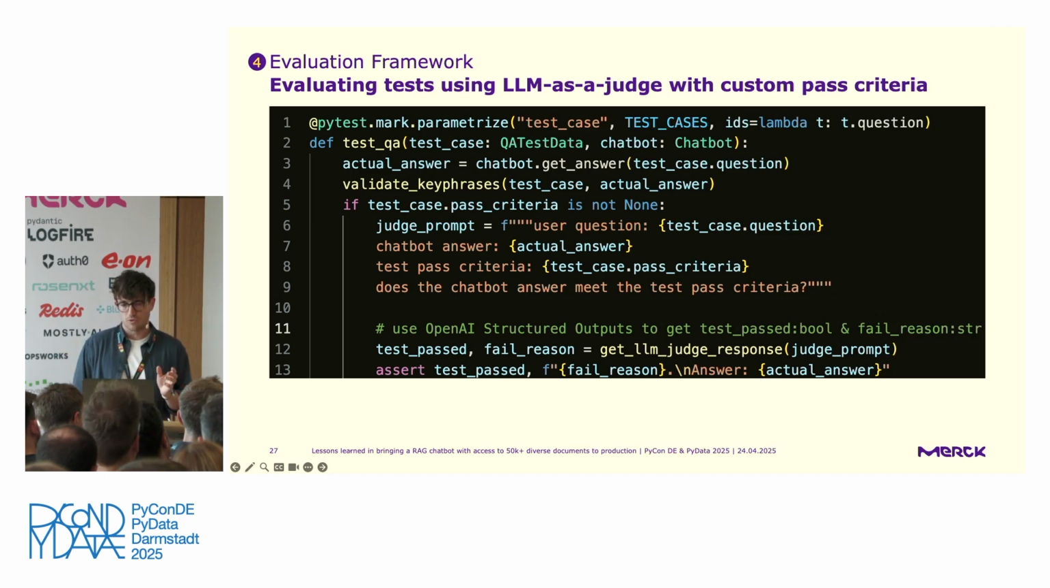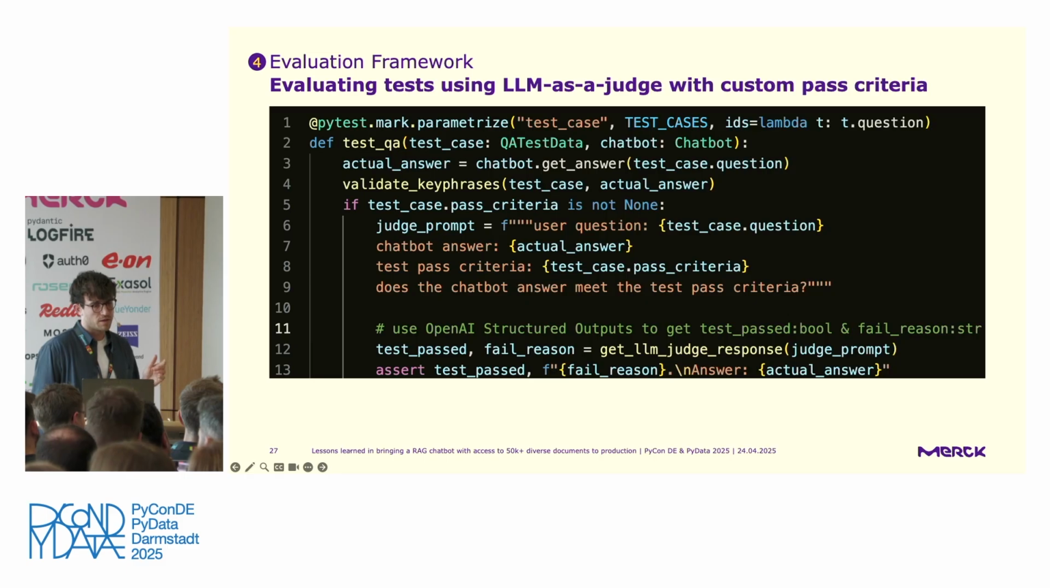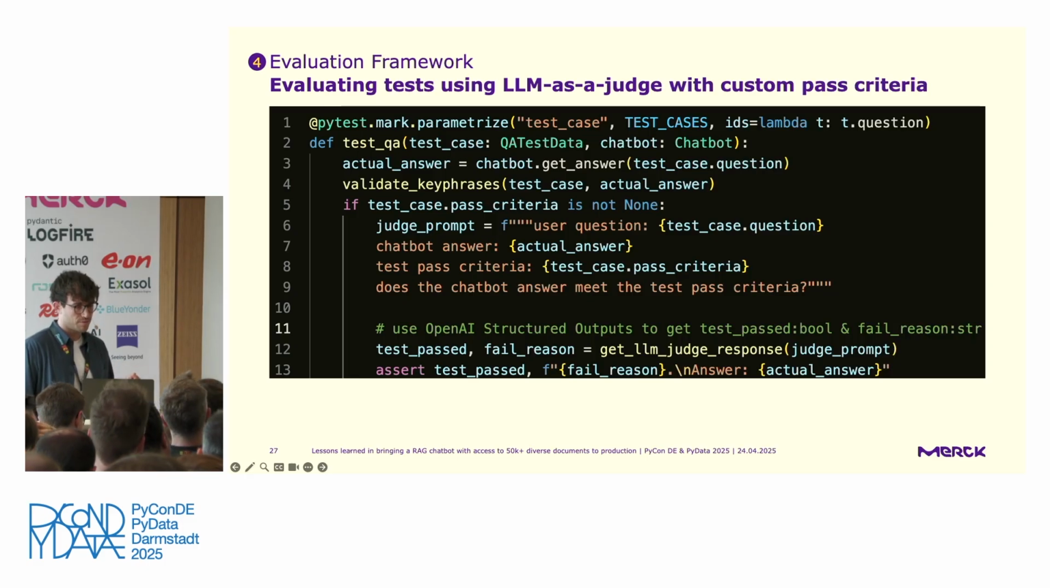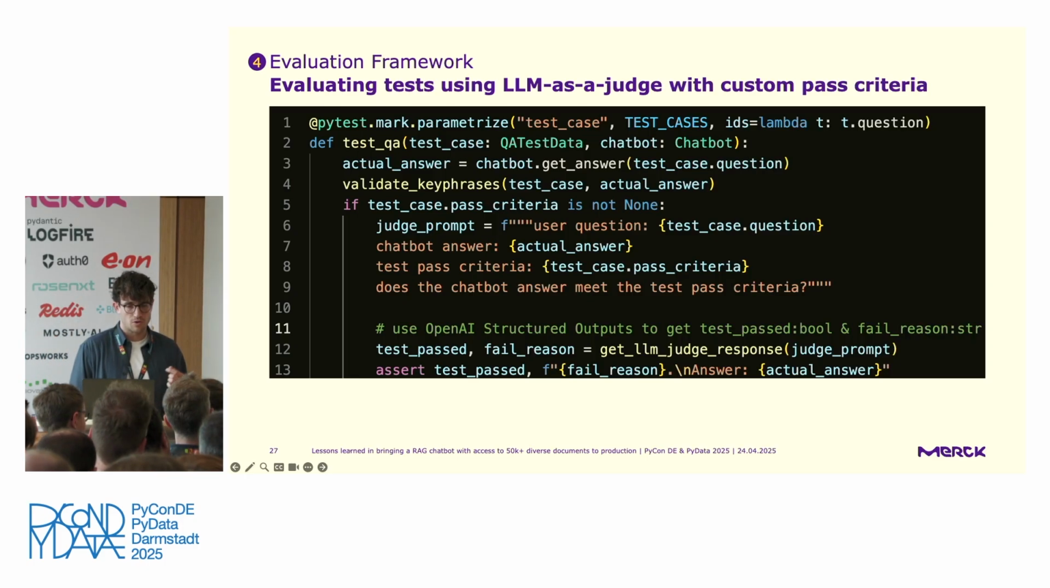And then, as mentioned before, we use quite a lot these OpenAI structured outputs with Pydantic. And here we would define as a response model basically just two fields that we want to get back from the LLM, which is first this test passed flag that denotes whether the test has been passed. And if the test hasn't passed, then we instruct the LLM to return an actual fail reason. And then we can just assert that the test has passed, and if it has failed, we would basically return the failure reason together with the chatbot answer.